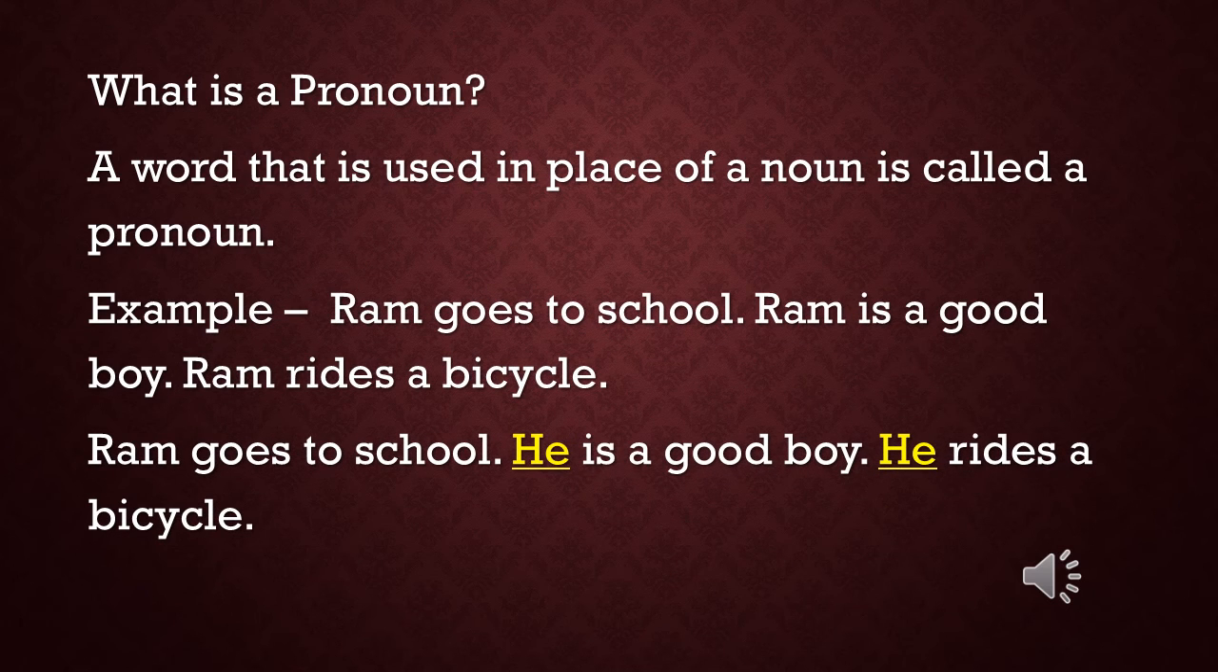The first thing that we have to know is what is a pronoun. A pronoun is a word that is used in place of a noun. For example, Ram goes to school. Ram is a good boy. Ram rides a bicycle. You can see the answer. Ram goes to school. He is a good boy. He rides a bicycle. So instead of writing Ram many a times, I have used he. So the word he is replacing Ram. So it is a pronoun.